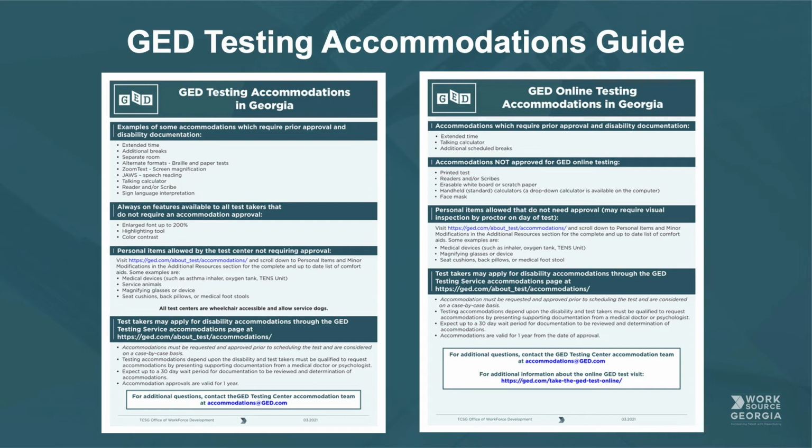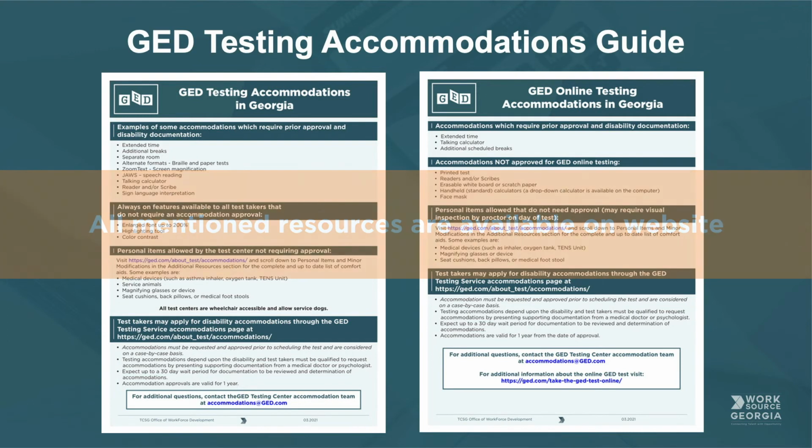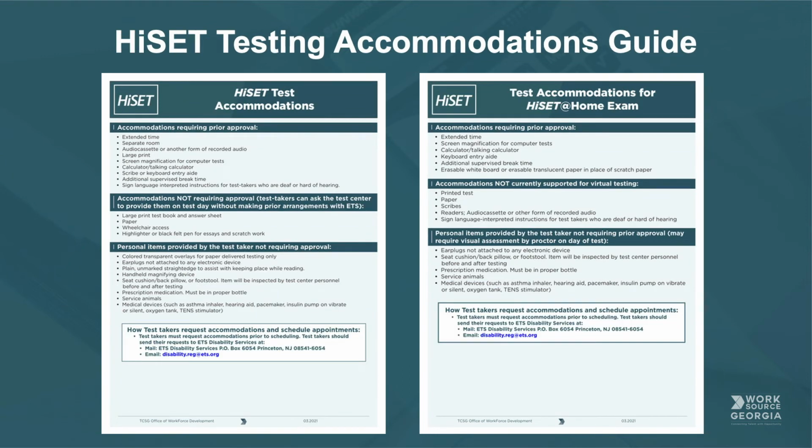I know this is a lot of information on your screen, and if you're not able to view the documents clearly, no worries, you can refer to the resources which are available on our website. On this slide, you'll see the accommodation guides for the tests in Georgia, both on-site and online. And on the next slide, you will see an example of testing accommodation guides for the HiSET in-seat and the HiSET at-home exam.